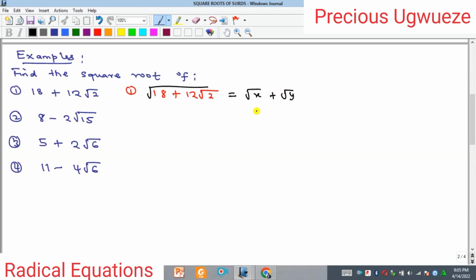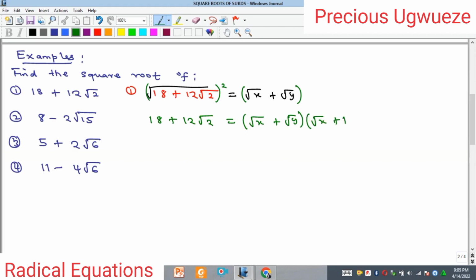We are going to apply the process of solving a radical equation. I will square both sides. On the left hand side, the square will take away the square root, while on the right hand side we're going to expand this. So we're going to have 18 plus 12 root 2 equal to the root of x plus the root of y, and you're squaring it, that's multiplying it by itself.